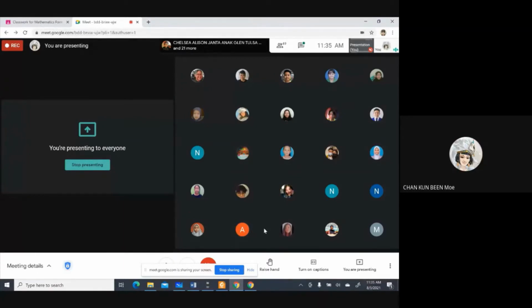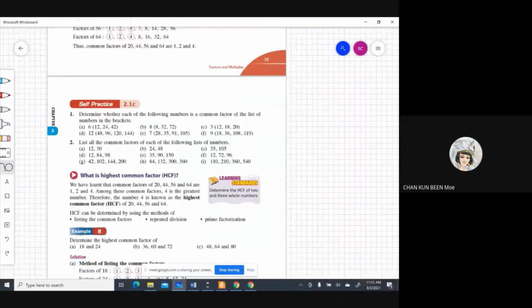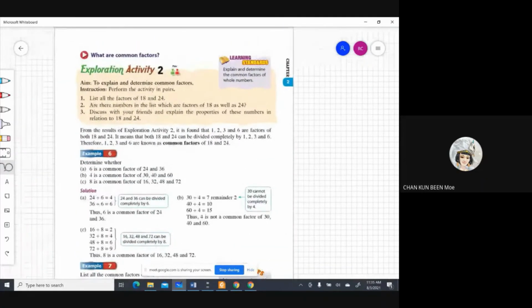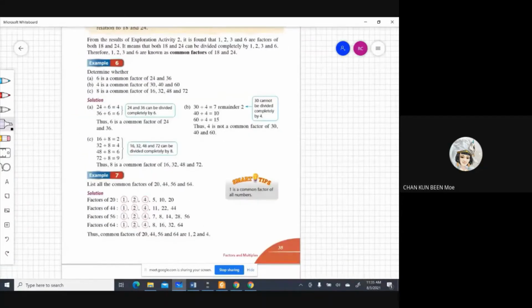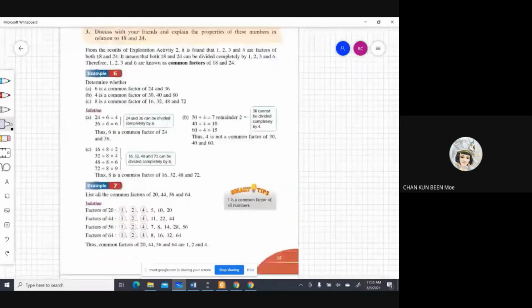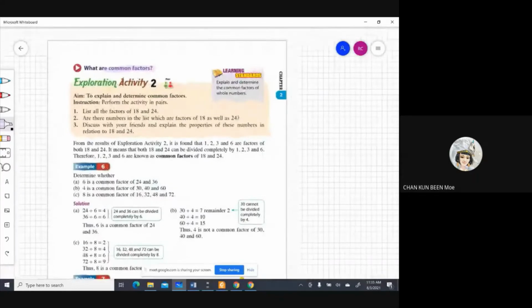Okay, so now we can start with our lesson. So today you are going to learn 2 things over here. First is common factor. So you can see from here what are common factors. Okay, later on you are going to learn the second part, which is about highest common factor, this one. Now we are going to go through what are the common factors first.